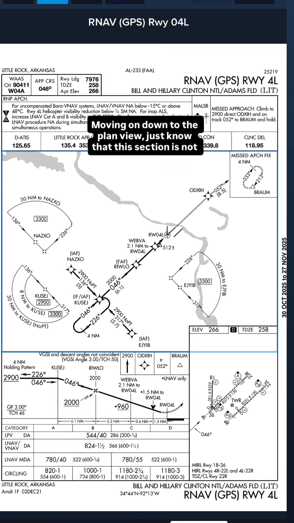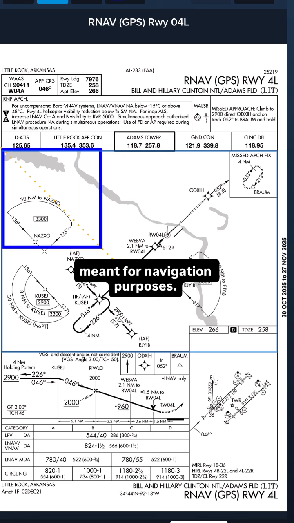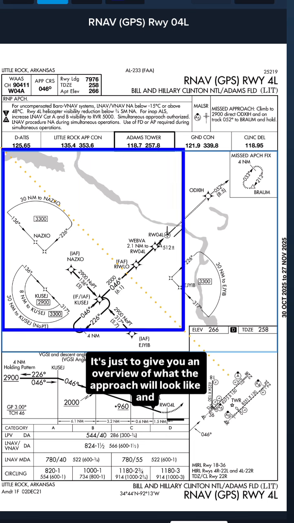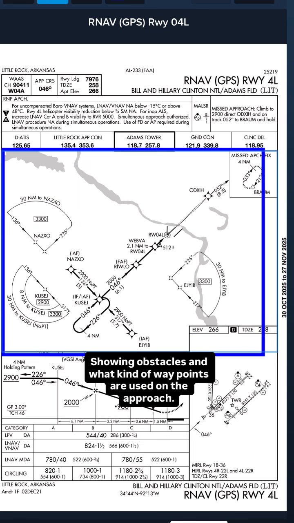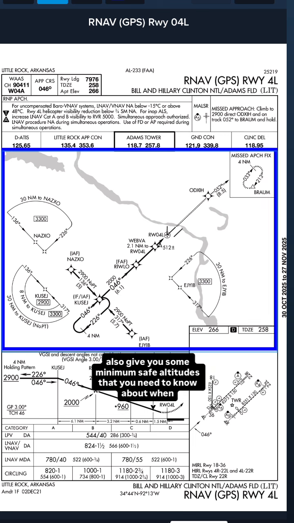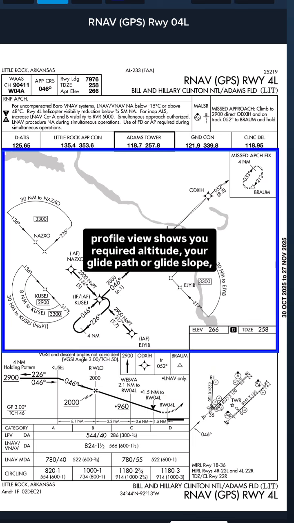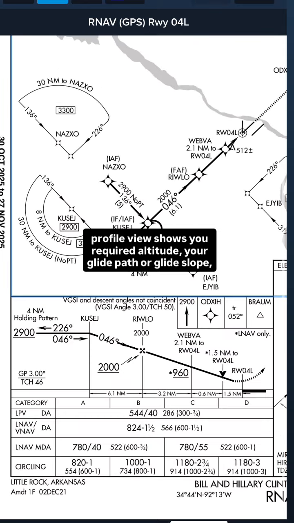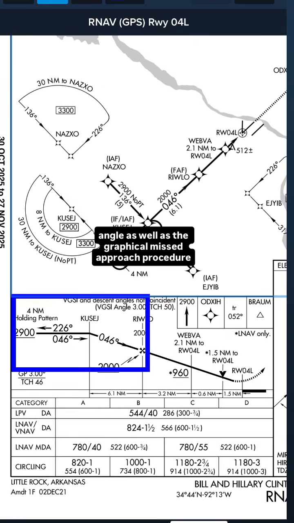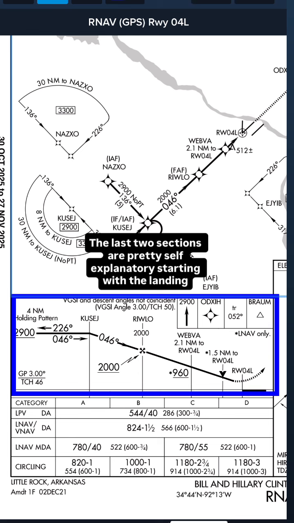Moving on down to the plan view, just know that this section is not meant for navigation purposes. It's just to give you an overview of what the approach will look like, showing obstacles and what kind of waypoints are used on the approach, and also give you some minimum safe altitudes that you need to know about when doing the approach. The profile view shows you required altitude, your glide path or glide slope angle, as well as the graphical missed approach procedure.